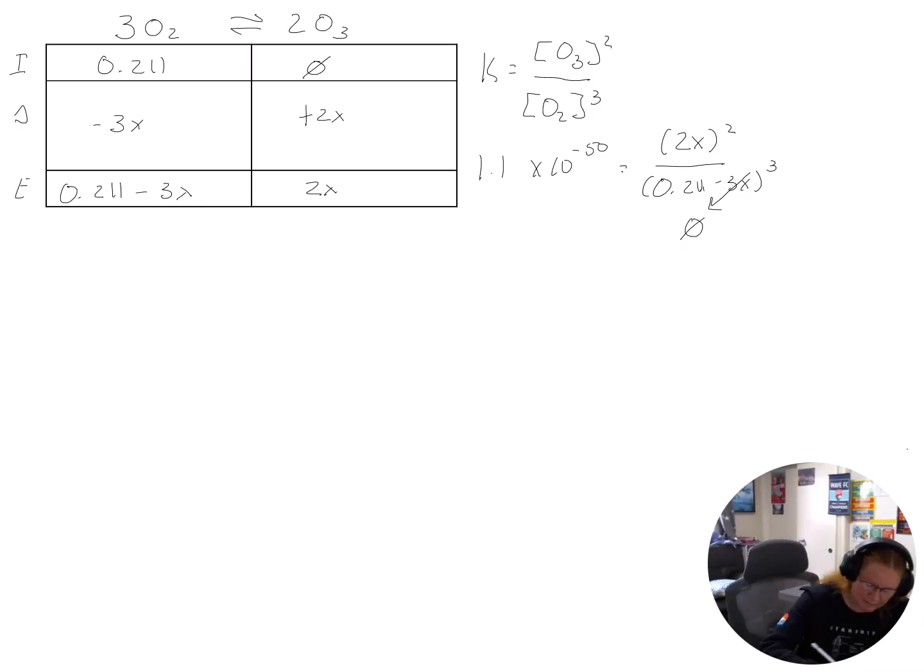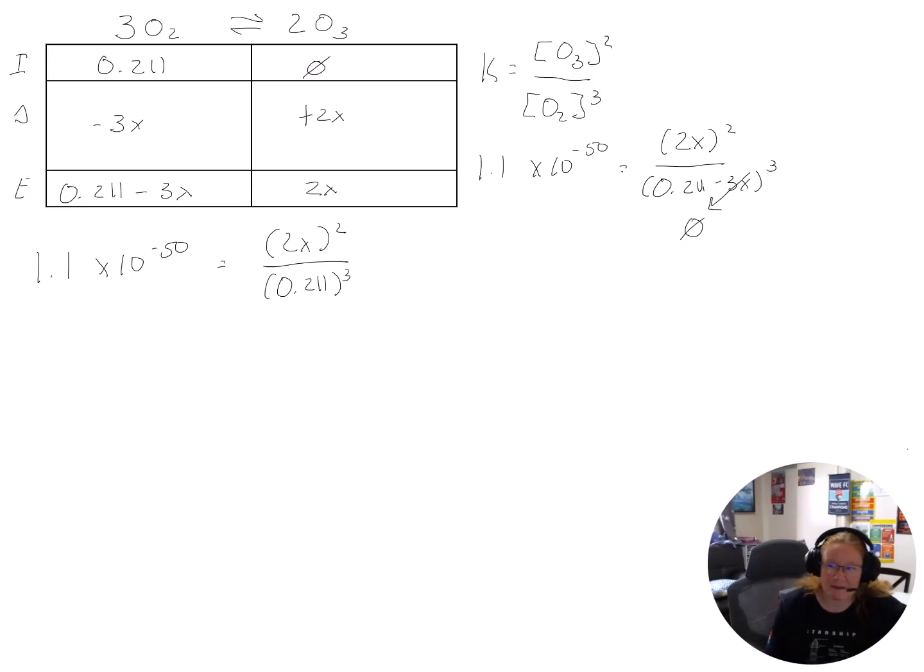And so now what that gives me is this. I get 1.1 times 10 to the negative 50th. Dang, my Apple Pencil is all over the place today. So I'm still going to keep that 2x on the top, but now I'm going to get 0.211 cubed. Okay, so again, we're saying that that is just so small. We just lose so little reactant, it doesn't matter. And so it falls out of our denominator there.